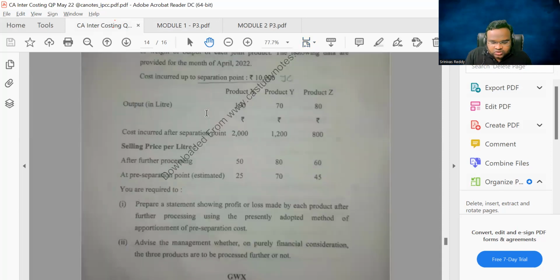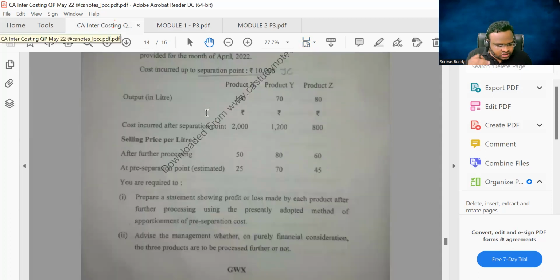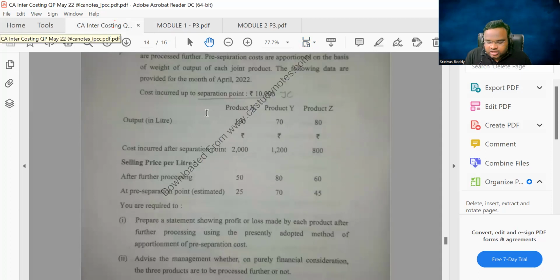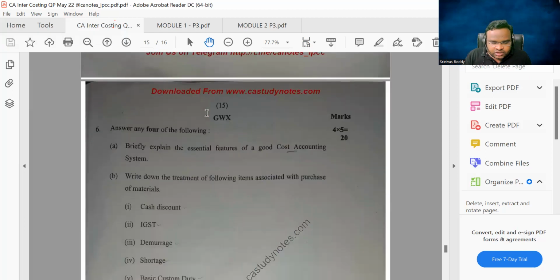Now, when it comes to 5C, it is about joint and byproducts. So, a simple problem. Based on output, you need to separate the joint cost, and based on purely financial consideration, whether products are to be further processed or not. If you get a profit, you will further process. If you are getting a loss, you will just sell at the split off point.